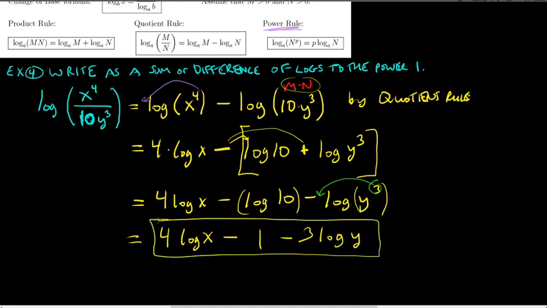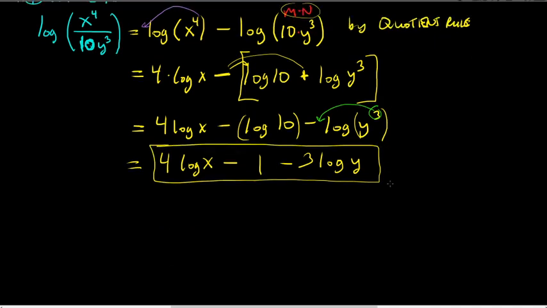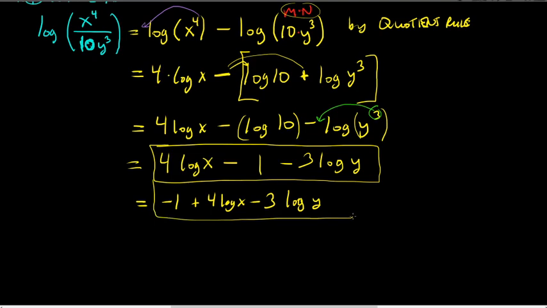Now it's a sum and difference. Well, it's a difference of logs to the power 1. You could put the negative 1 anywhere you want, right? And I would actually put that in front, but it doesn't matter. This just maybe makes it look a little bit nicer here. Like I say, I'm not going to be picky about the order, as long as the order doesn't matter.